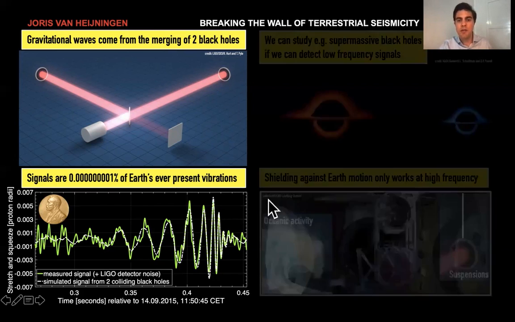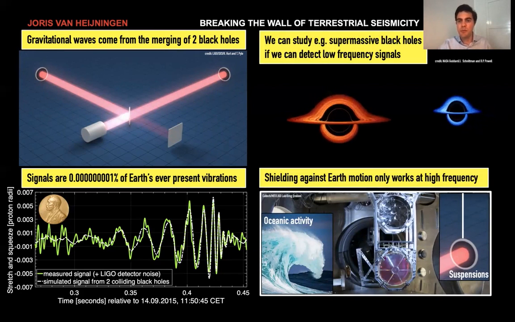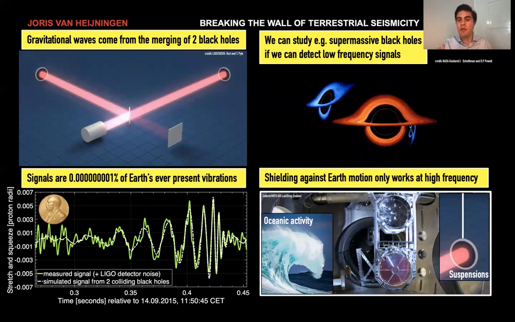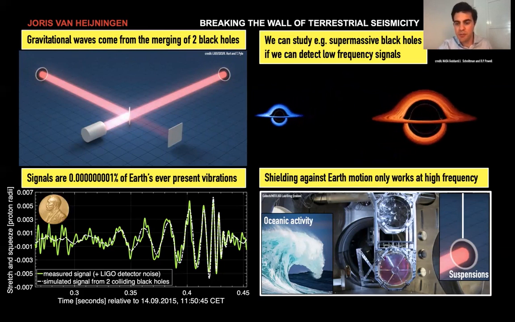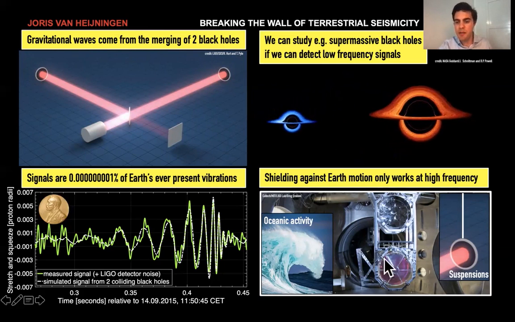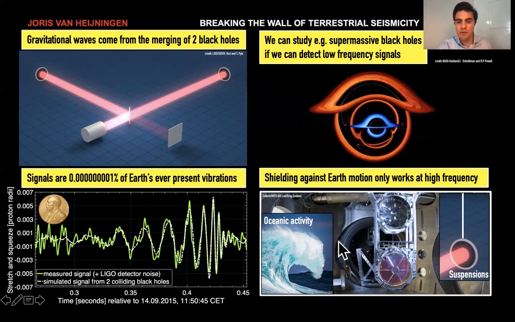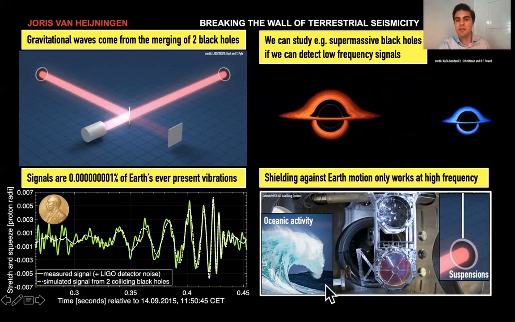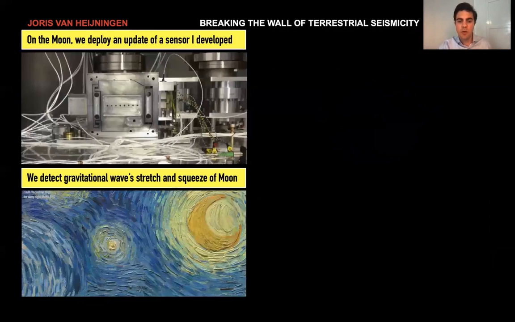So if you want to measure low frequency signals and study, for example, supermassive black holes, you need to do something else, because on Earth, we can only shield against the high frequency part of the Earth's motion. And we do that by suspending the mirrors, as you can see here and here in the photograph. And the main motion we cannot shield against is the oceanic activity. So these are the waves pounding on the shore. So where do we go?